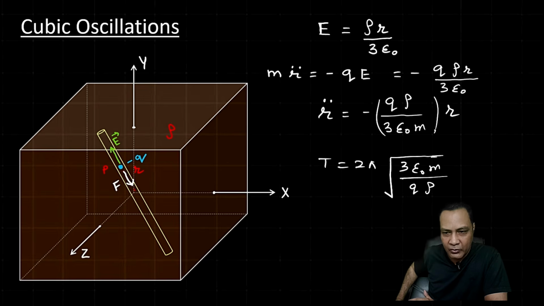So that is a very good question, and the takeaway message is the electric field because of a uniformly charged cube near the center is the same as the electric field due to a uniformly charged sphere. Thank you.